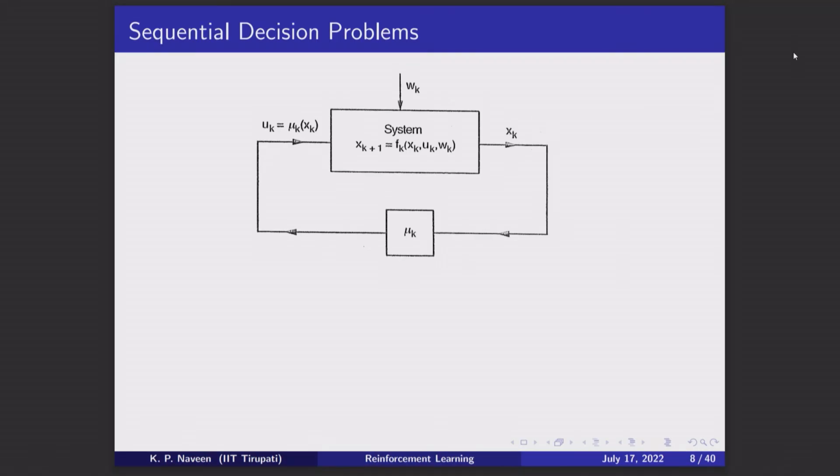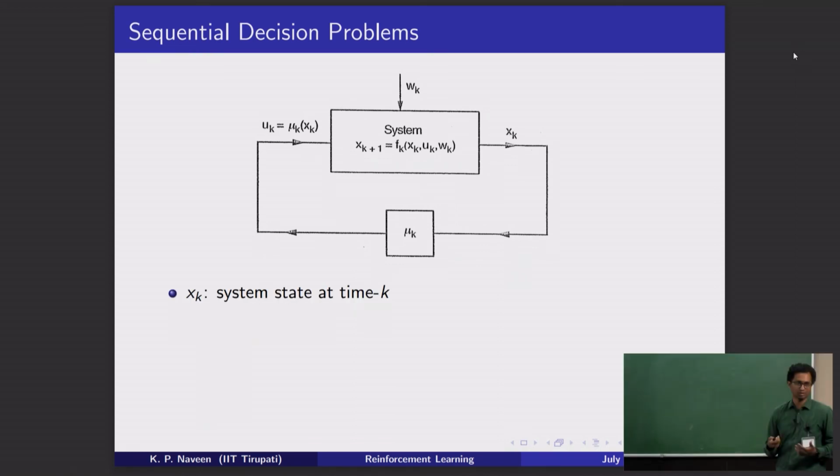Essentially in these sequential decision problems, there are 4 or 5 ingredients to understand or to model a problem as a sequential decision problem. One is you should be clear about what the state of the system is, okay? I'll call that xk, the state of the system at time k. Here I'm just talking about discrete time. There are continuous counterparts also, which become theoretically more involved, but the essential idea will be the same, okay?